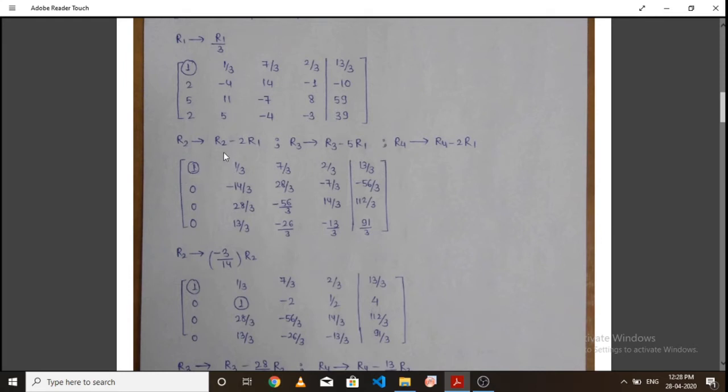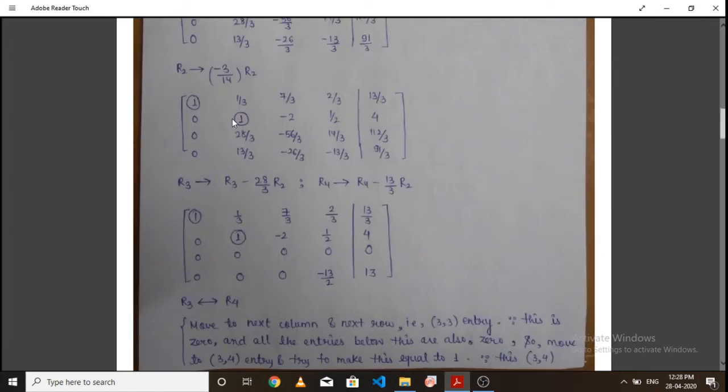So we will move to the next column and next row, that is the 2,2 entry, that is minus 14 by 3, and try to convert it into 1. This can be done by multiplying the complete row R2 by minus 3 by 14. Since we are making changes in R2 only, R1, R3 and R4 remain unchanged and R2 gets transformed into 0, 1, -2, half and 4. So this one is my next pivot entry and it is in R2.